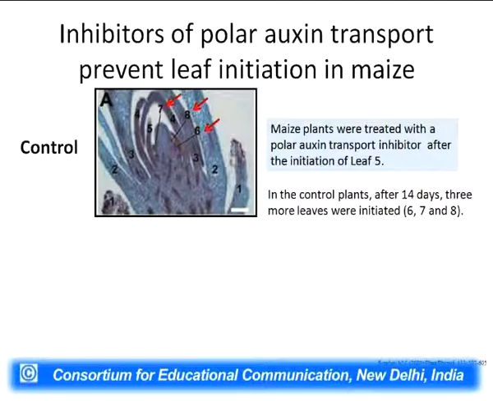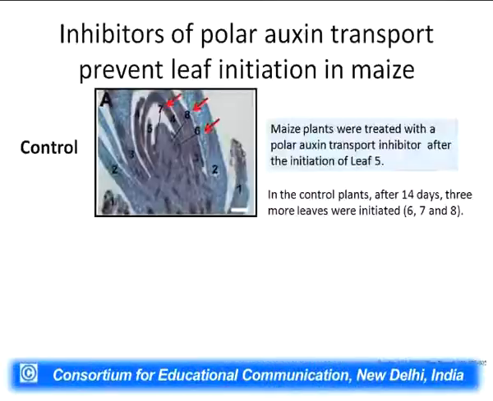So this is one experiment again where you can see this is a growing tip of a maize or corn plant, and this is the shoot tip, and you have many leaves which are coming one after another. The leaves are numbered 1, 2, 3, 4, 5, 6, 7, 8 and so on. Now the experiment shown over here is that if you apply one inhibitor of auxin, this inhibitor will not allow the auxin to transport. It is something like a genetic modification of PIN1.